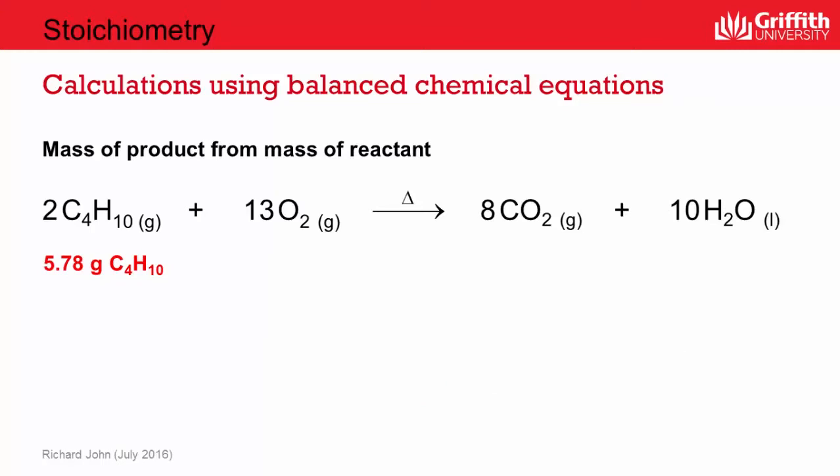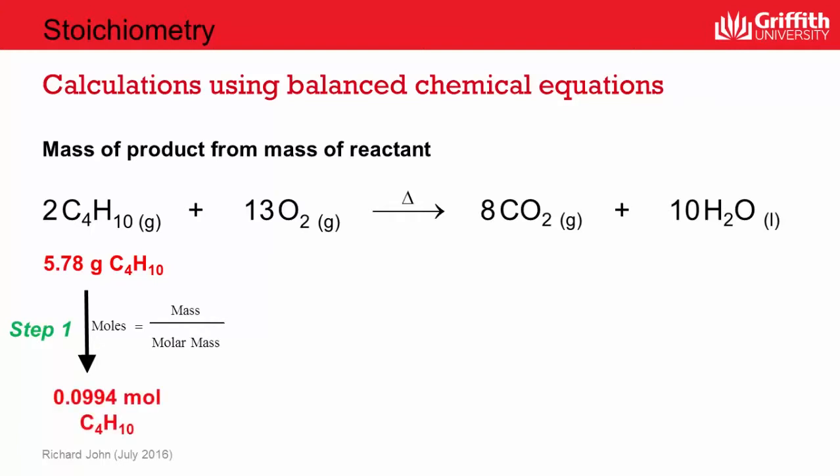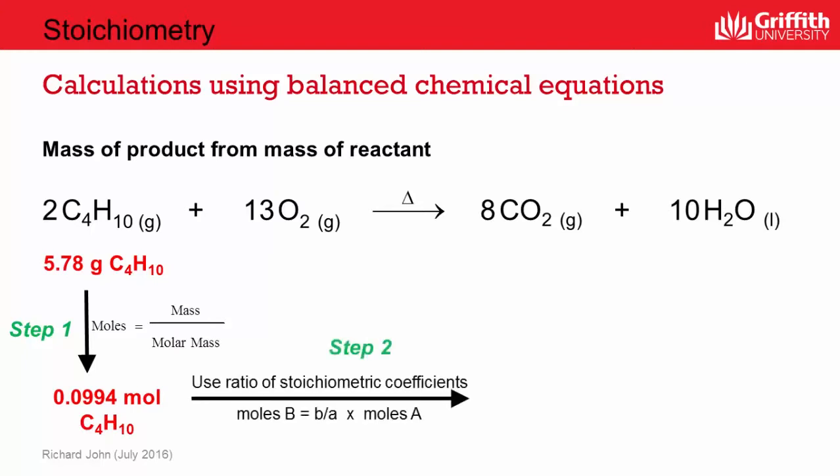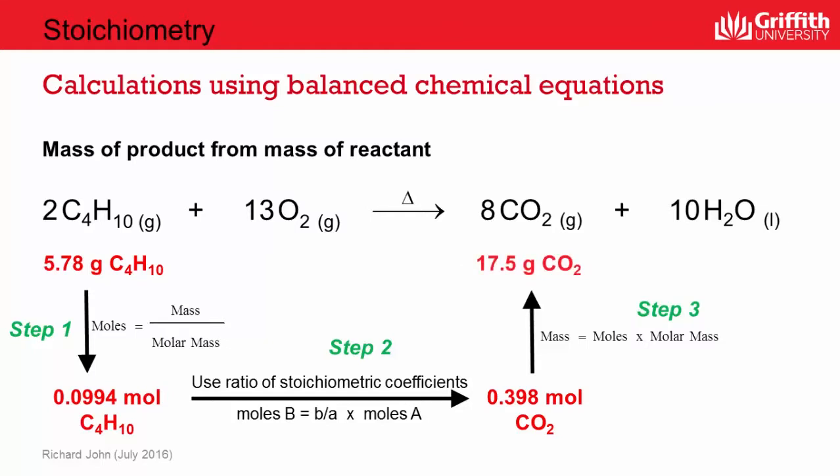So we started with our 5.78 grams of butane. Step 1, we calculated the moles of butane and found that that was 0.0994 moles. In step 2, we used the ratio of the stoichiometric coefficients to calculate the moles of carbon dioxide, and we found that that was 0.398 moles. And then in step 3, we converted the moles of carbon dioxide to mass of carbon dioxide using the rearranged molar mass equation, and we found that to be 17.5 grams of carbon dioxide.